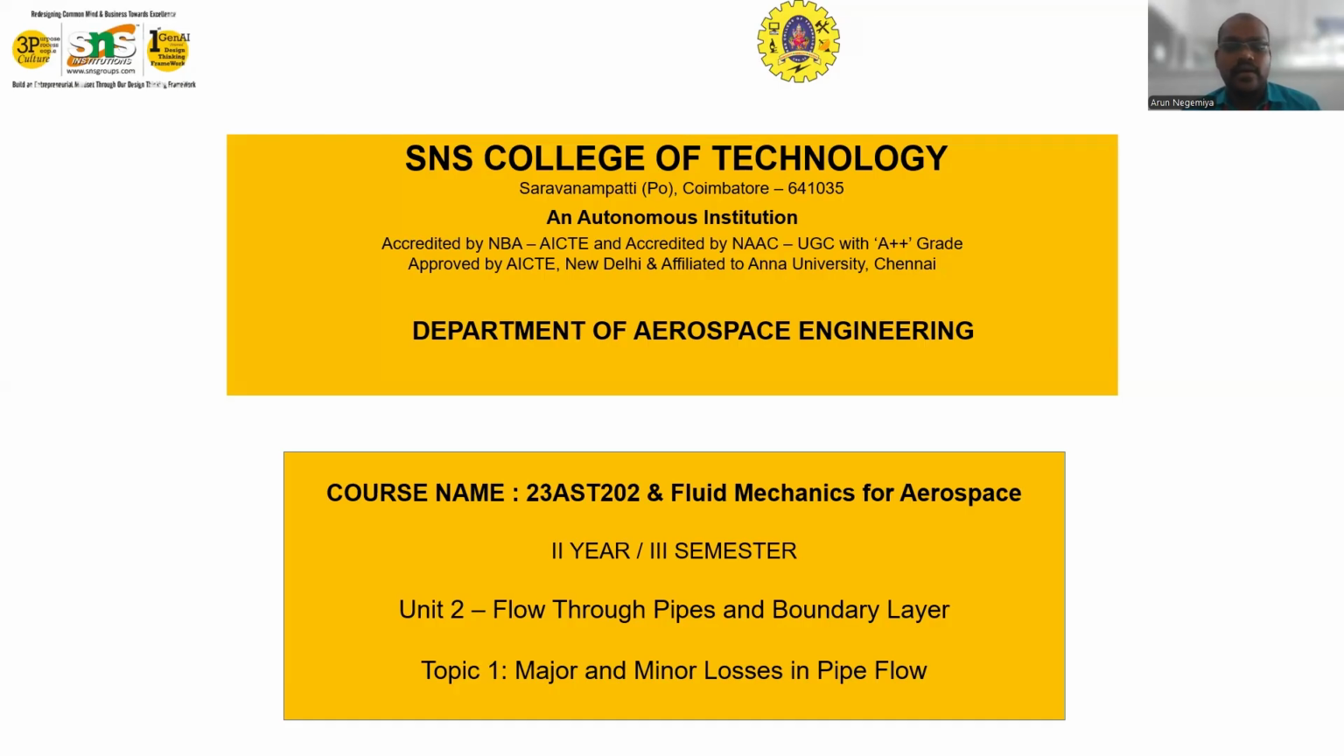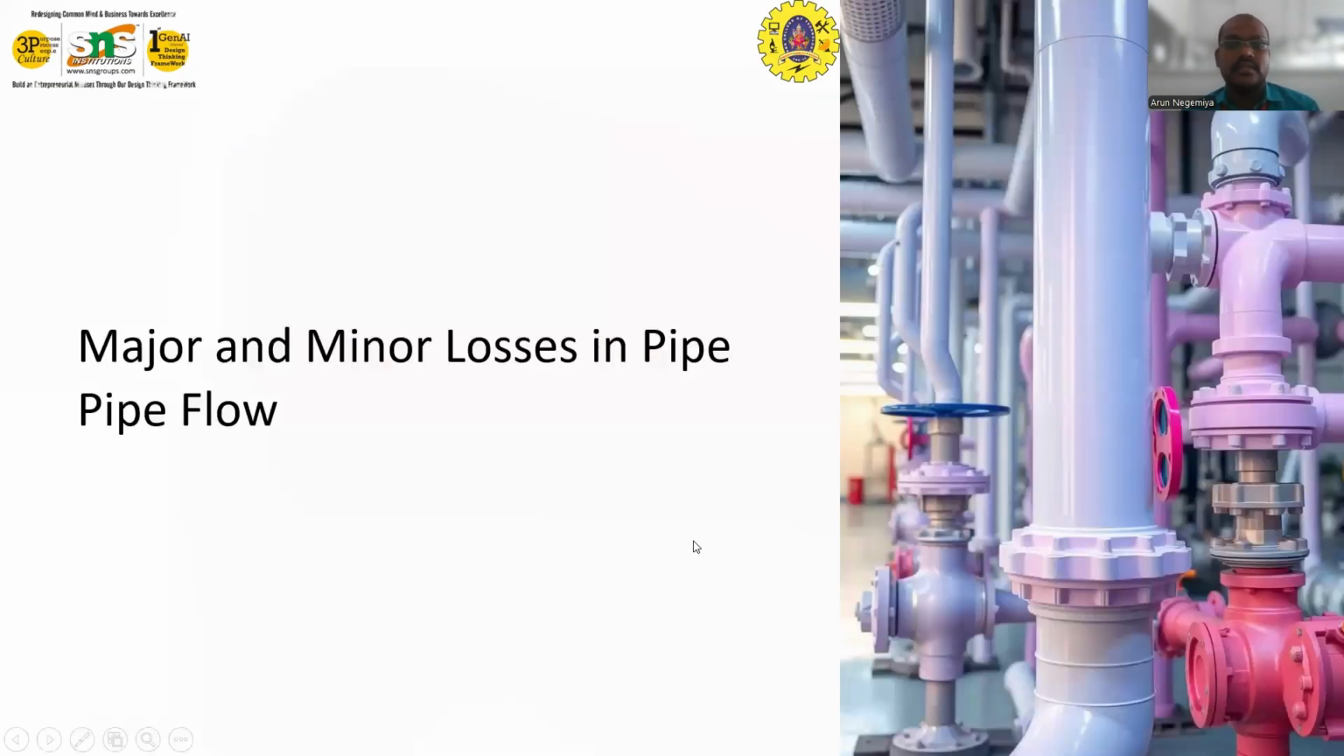Today, I am going to take one topic from fluid mechanics for aerospace subject. The topic name is major and minor losses in pipe. So what is meant by major and what is meant by minor losses in pipes? The losses can be classified into two types. One is called major losses, another one is minor losses.